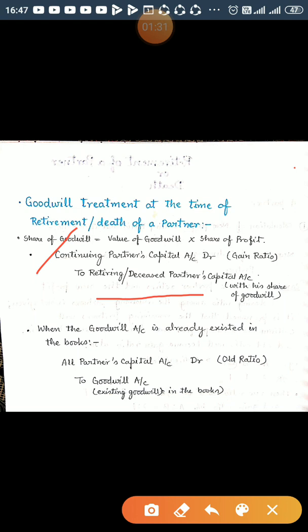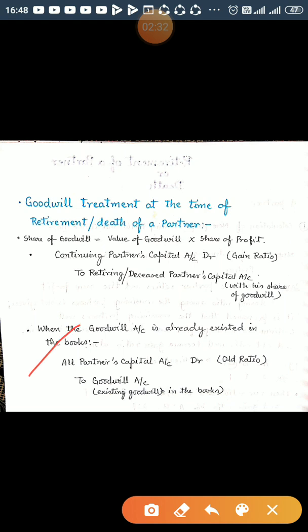Here, because the retiring or deceased partner is sacrificing, he should be credited, and the persons who are continuing, those who gained in their profit share due to the retirement or death of a partner, should compensate the retiring or deceased partner. So continuing partners' capital account is debited in gaining ratio, or you can say gaining partners' capital account. There is nothing wrong if we say gaining partners' capital account debited to retiring or deceased partner's capital account.